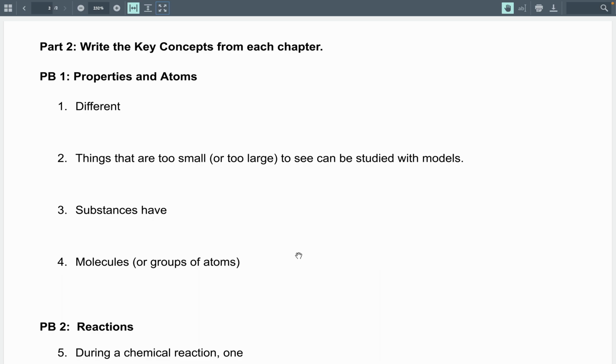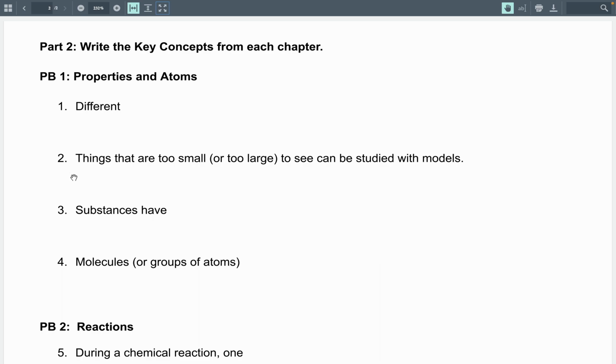You'll notice that I've got chapter 1 or PB1, and the title is properties and atoms. And so remember, each one of these key concepts has to do with the properties and the atoms involved in each substance. So if you want to remember it as macro and micro scale information, that's probably the best. You're going to notice that I also included the first keyword or maybe the first two keywords.